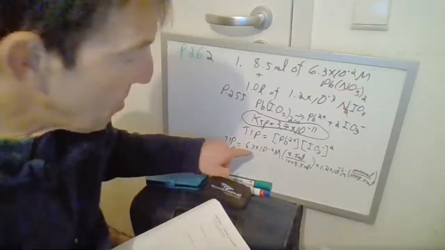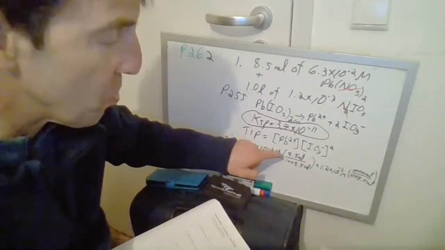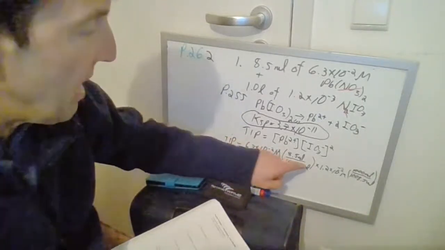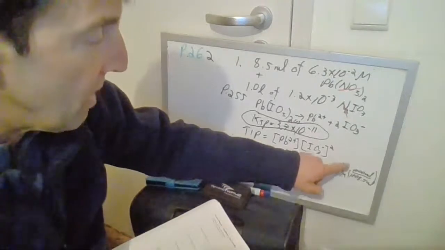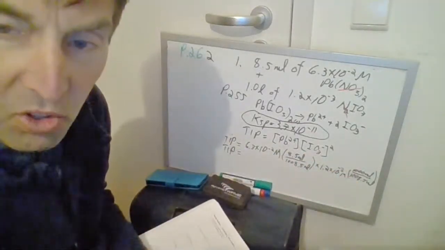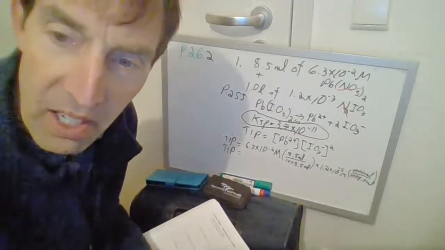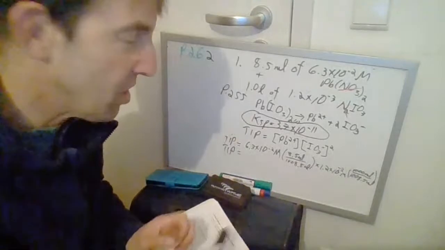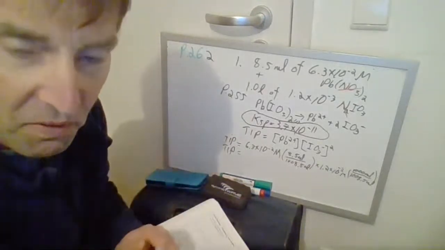Okay, Aaron, since you're the first one back, and Noah, can you guys punch this out? So 6.3 times 10 negative second times this ratio, 8.5 over 1,000, and 8.5 times 1.2 times 10 negative third times this ratio, 1,000 over 1,000, 8.5. If you guys could punch that out, let me know what you get. Let's all multiply this out, and then let's see what the Q is, and then we can quickly finish the problem.